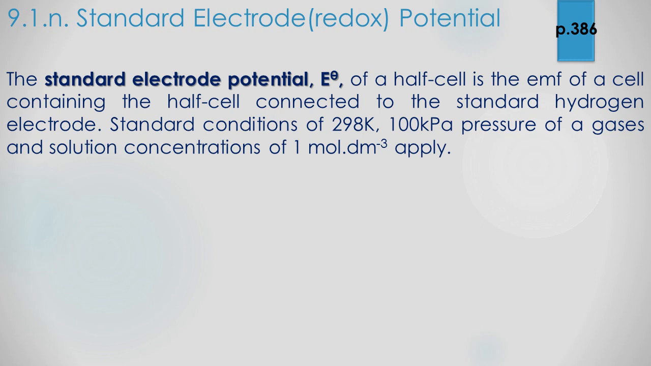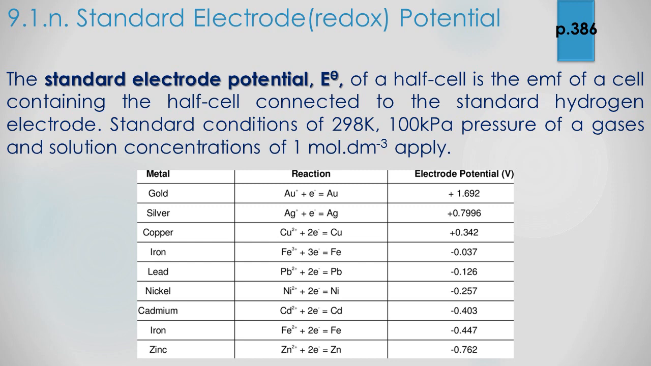The standard electrode potential E0 of a half cell is the EMF of a cell containing the half cell connected to the standard hydrogen electrode. So, for example, the E0 of gold is +1.692. So if you connect gold to a standard hydrogen electrode at standard conditions, the voltmeter will read +1.692, which is equal to the standard electrode potential of this half cell. Similarly, we can measure that of silver, copper, iron, and any other metal.